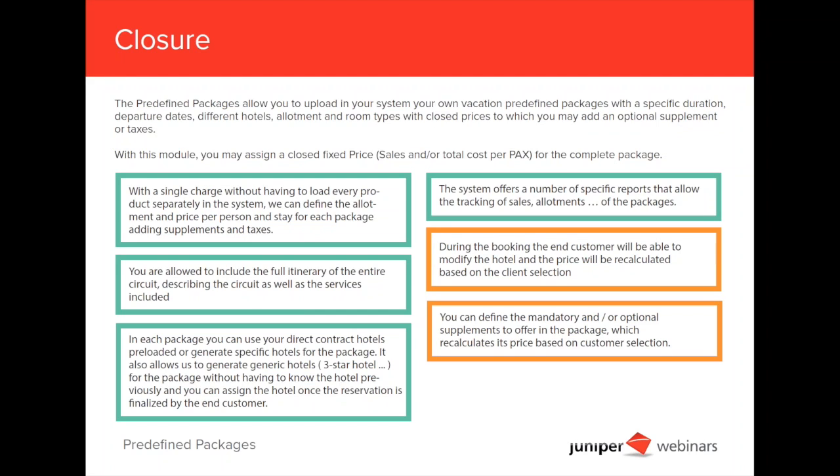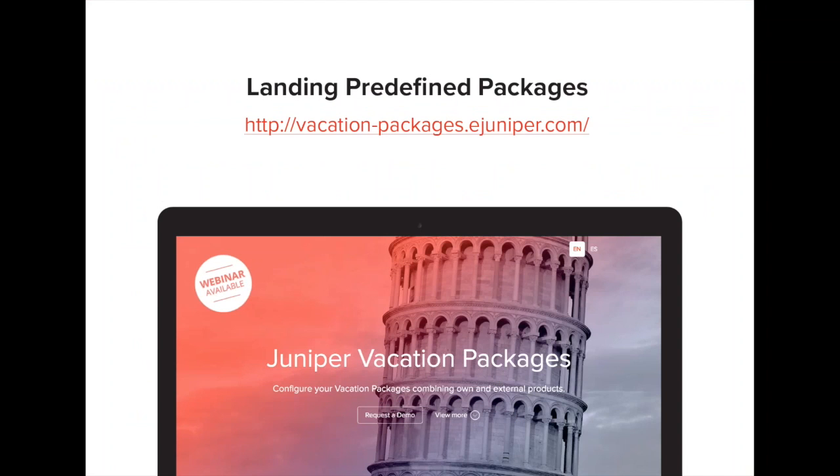So I want to mention that for predefined packages, Juniper offers host-to-host connection to external suppliers too, for example, Europamundo. And I want to let you know that we are working on our predefined packages extranet, and it will be ready in September. Shortly, I will inform you that we plan to put at your disposal the landing page of Predefined packages, where you will find more information.